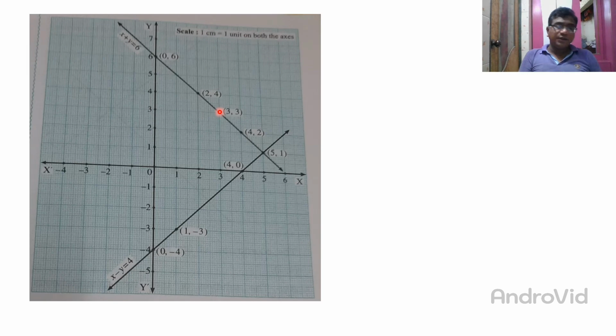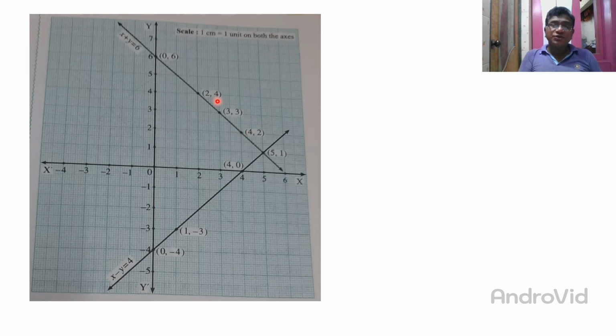Then another point is 4 and 2. So this is the x-axis 4. Okay, this is x-axis 4. I go to y-axis 2. So here I reach y-axis 2. So here I get the point 4 and 2.